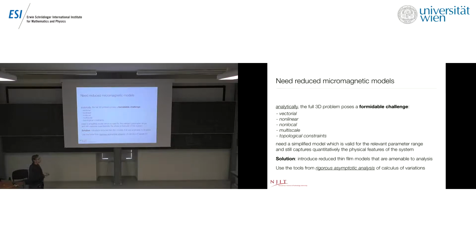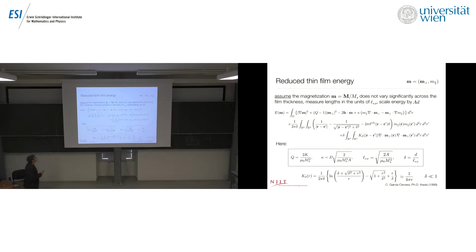So one generally definitely needs a set of simplified models that are valid in appropriate parameter ranges, and at the same time capture the physical features of the system in a quantitative approximate fashion. Okay. And the key approach to that is to use rigorous asymptotic methods of calculus of variations to come up with a hierarchy of reduced models which are more amenable to analysis.